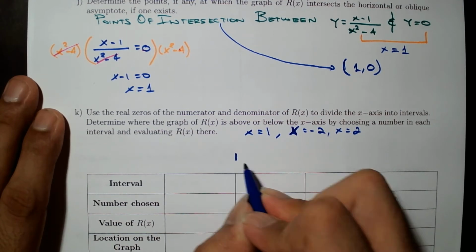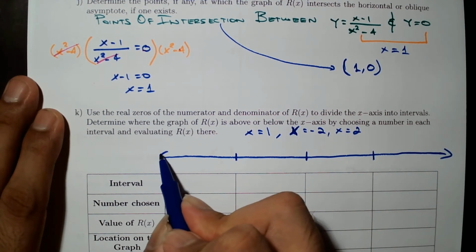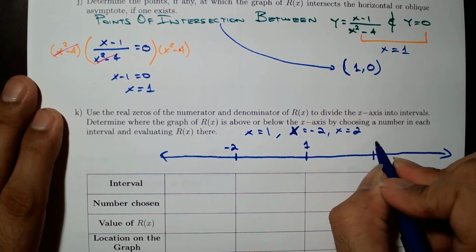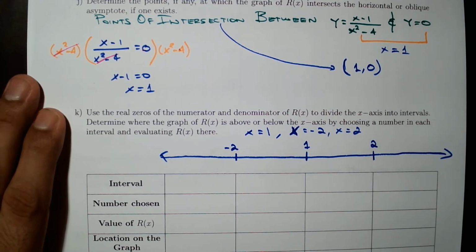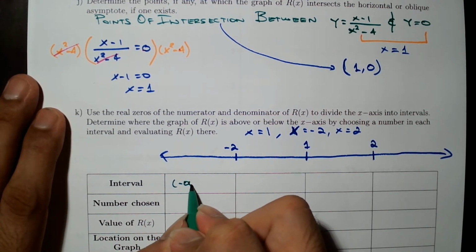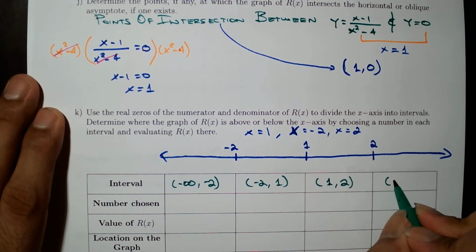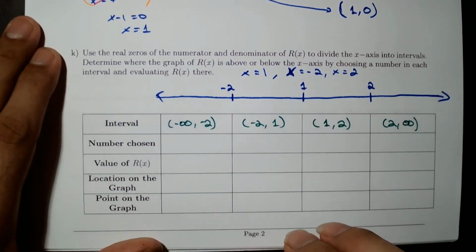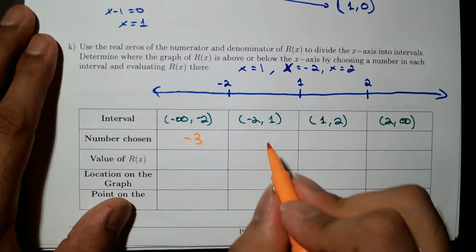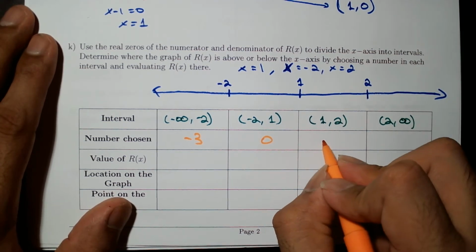So those are the zeros of the numerator, and these two for the denominator. So I'm going to draw a number line here, and I'm going to write these zeros from smaller to larger: negative 2, 1, and 2. Let's describe every single interval. The first interval is negative infinity to negative 2, then negative 2 to 1, 1 to 2, and then 2 to infinity. We're going to choose a number within each of the intervals. I'm going to choose negative 3. Between negative 2 and 1, I'm going to choose the number 0. Between 1 and 2, I'm going to choose 3 halves, which is 1.5.